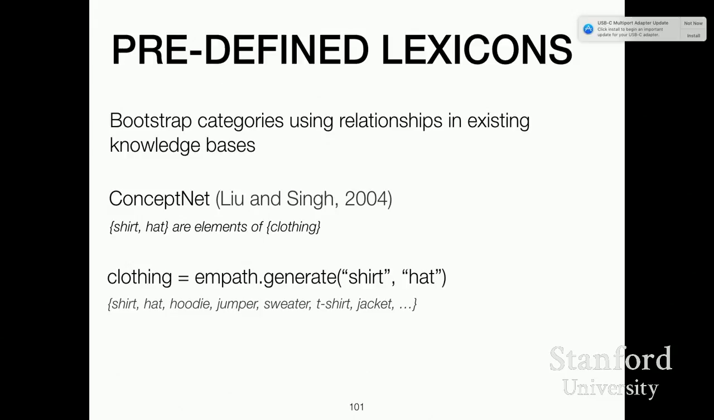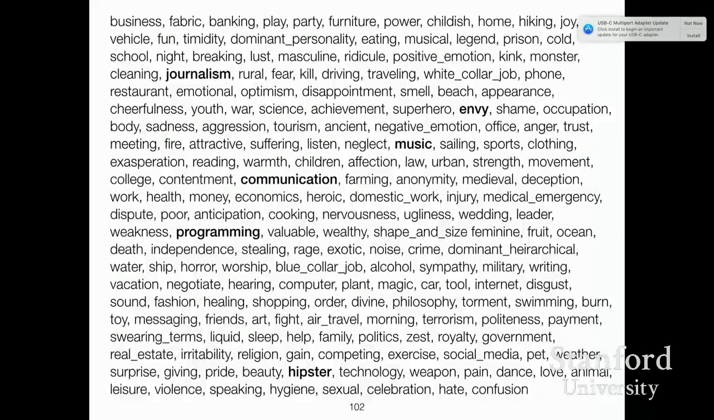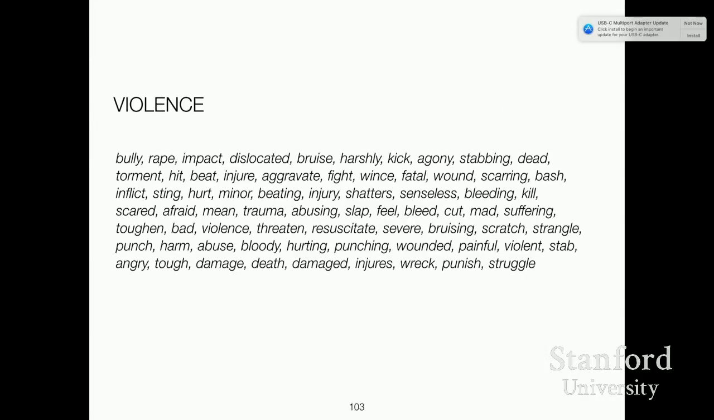So I mentioned ConceptNet earlier in the talk. This contains element-of relationships, like shirts and hats are elements of clothing. We can effectively look at those relationships and use them to bootstrap a new set of categories in Empath. What we end up with is a pretty large set of categories, things like journalism, envy, music, communication, programming, even stuff like hipster. And here's what some of these look like.